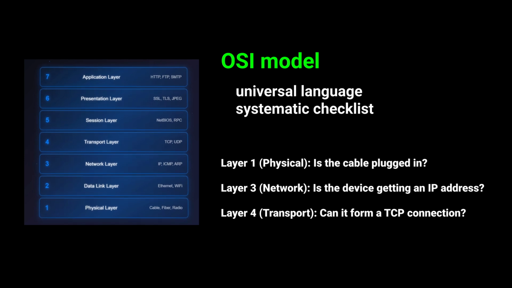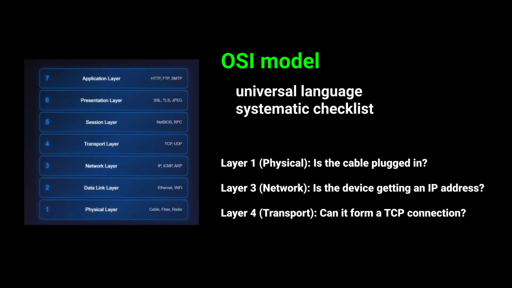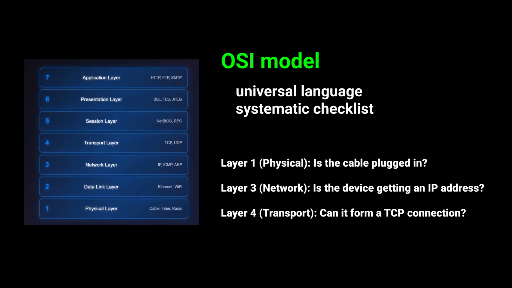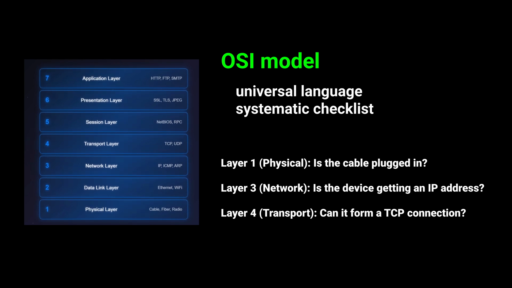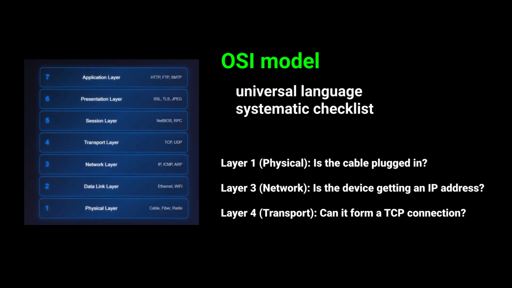Is the cable plugged in? That's layer 1. Is the device getting an IP address? Layer 3. Can it form a TCP connection? Layer 4. It allows us to isolate problems with precision, regardless of the underlying technology.